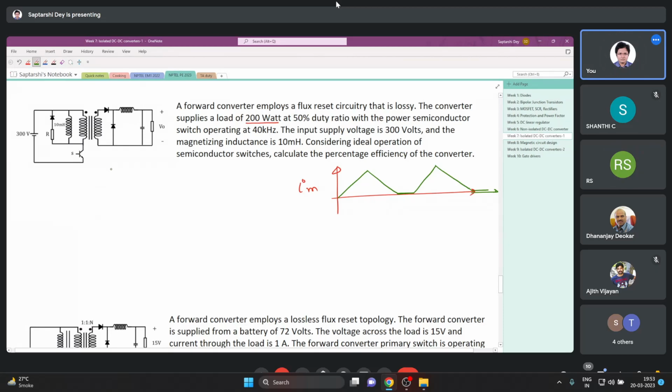What matters is that the stored energy in the magnetizing inductance is dissipated completely in every cycle, right? So the energy stored in the magnetic circuit, in Lm, is being lost in every cycle. So if I can find out the energy stored in Lm in every cycle, that times frequency is the loss.